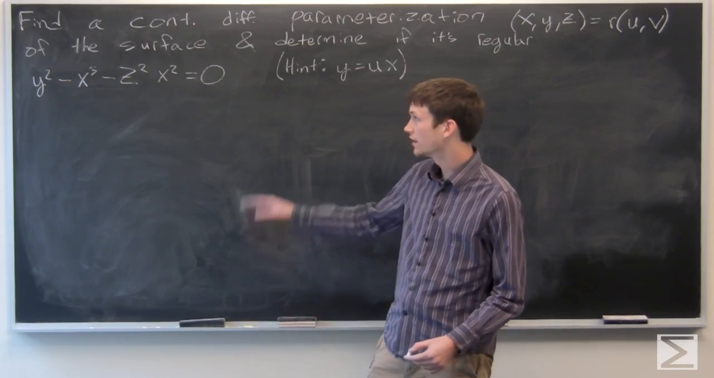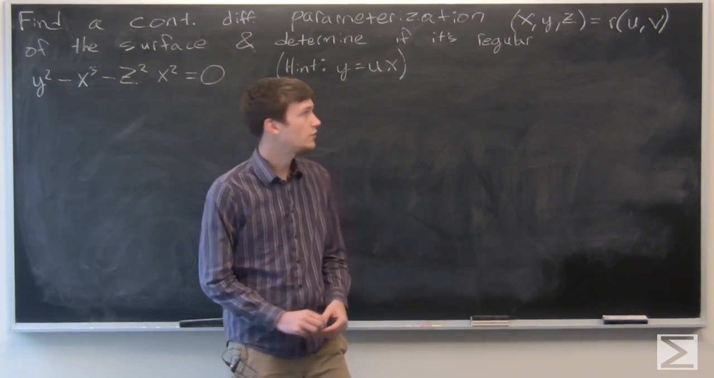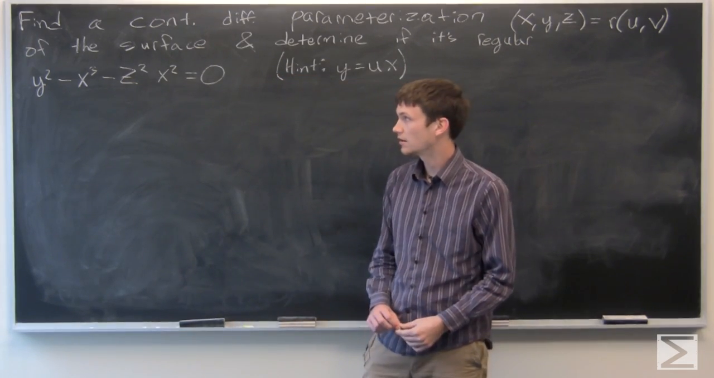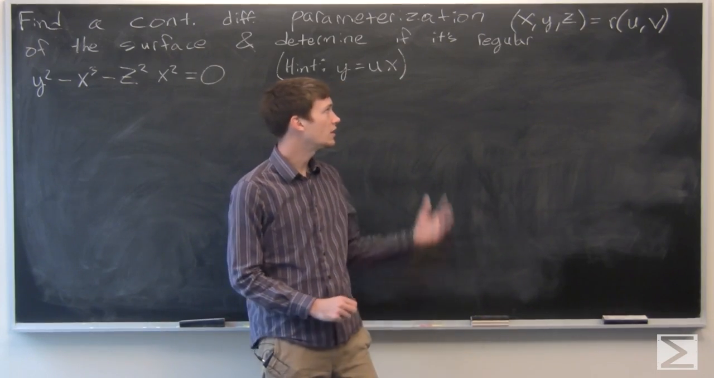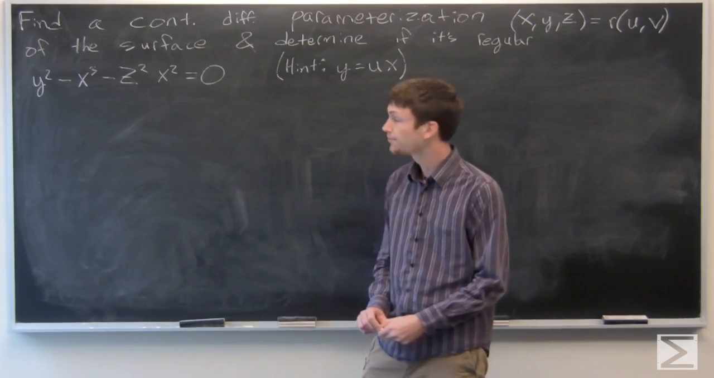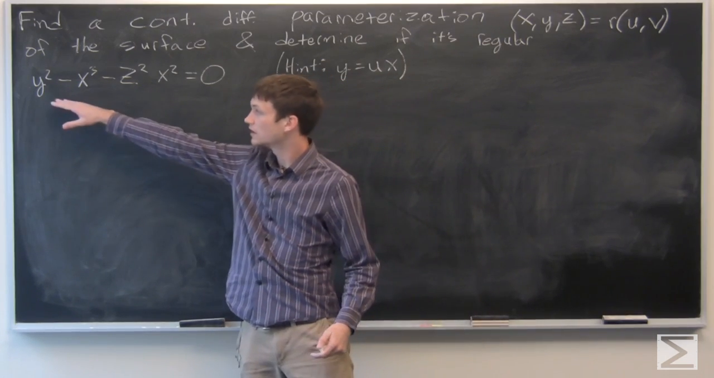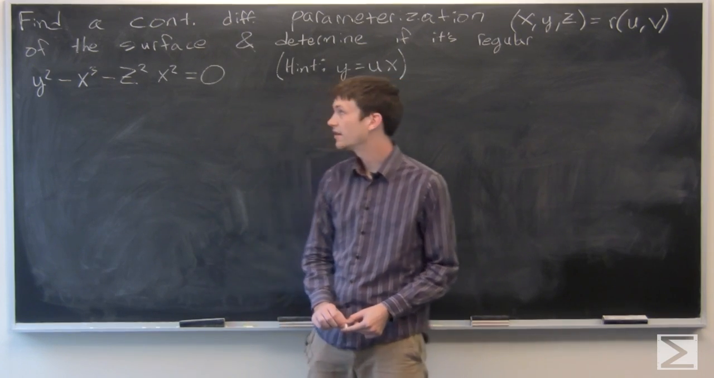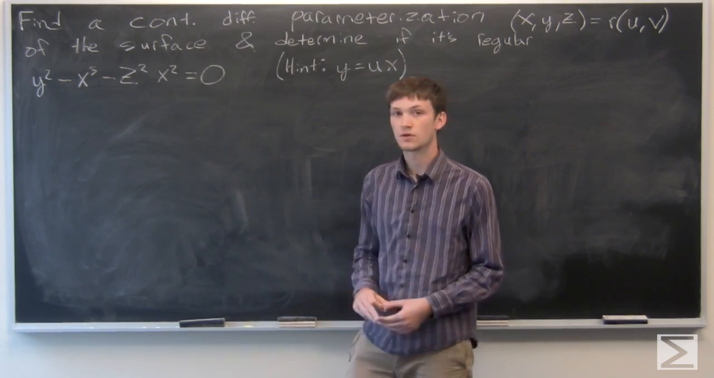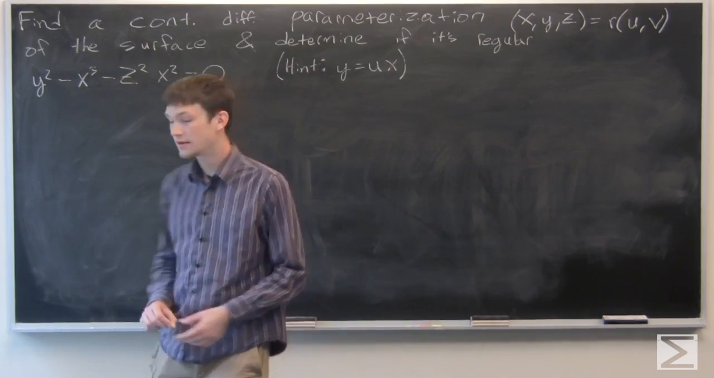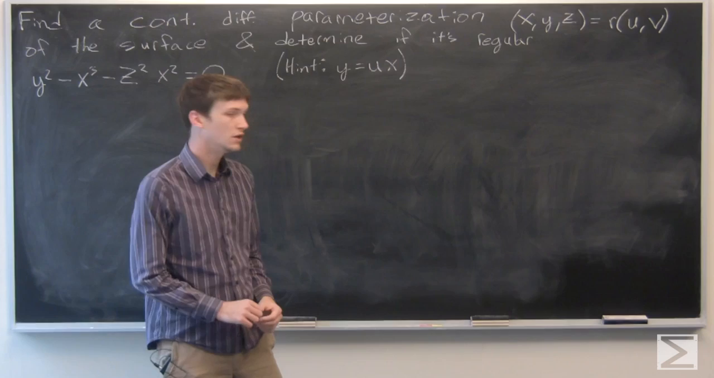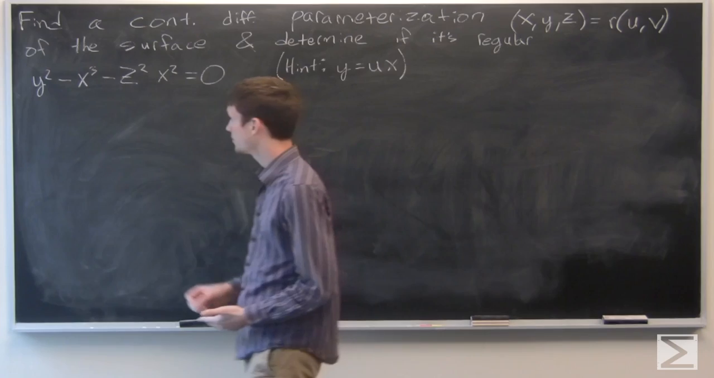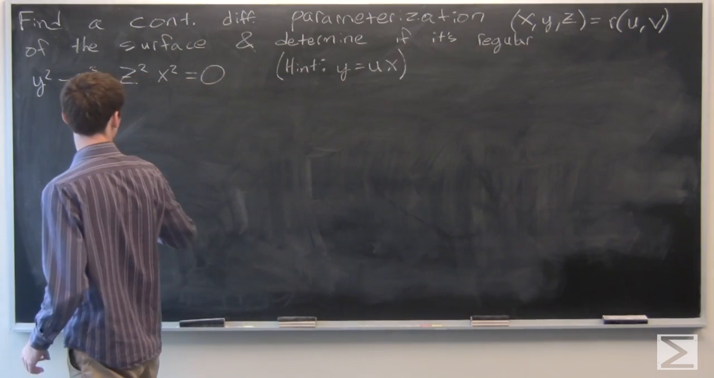Okay, in this problem, we're asked to find a continuously differentiable parameterization, x, y, z equals r of u, v, of our surface, and we want to determine if it's a local regular parameterization. Okay, so our surface is given as y squared minus x cubed minus z squared times x squared equals 0, and we're given a hint that y equals ux. So if we let y equal ux, we'll just plug that in and see what we get.